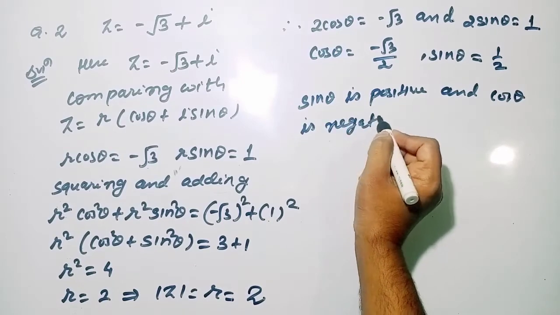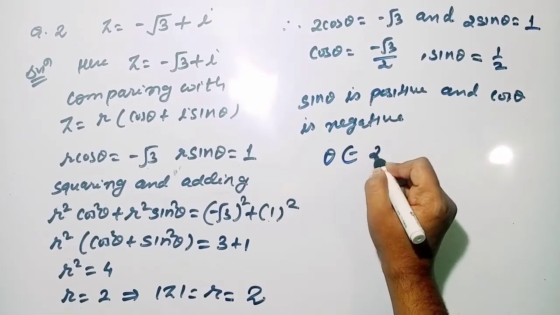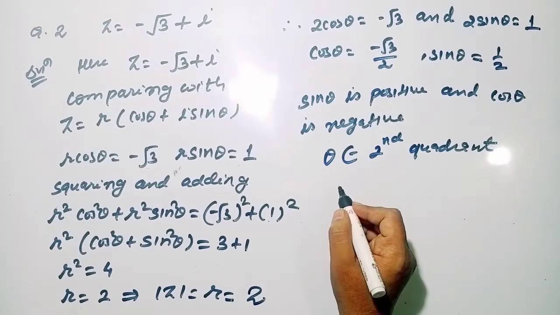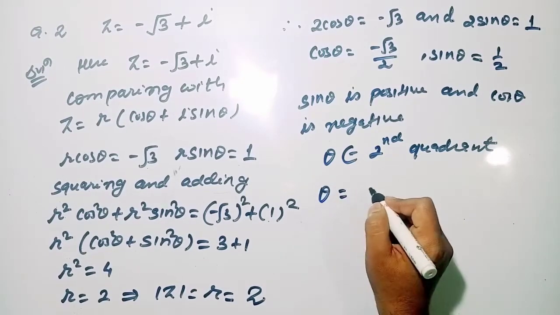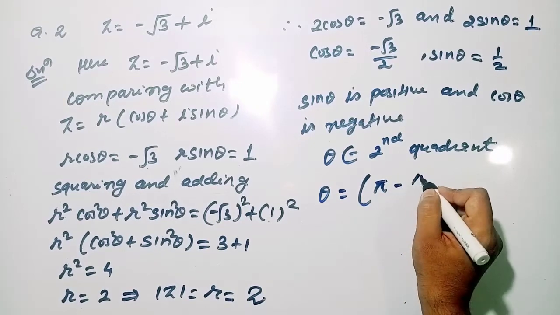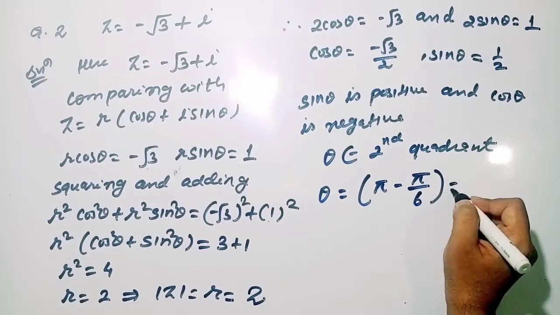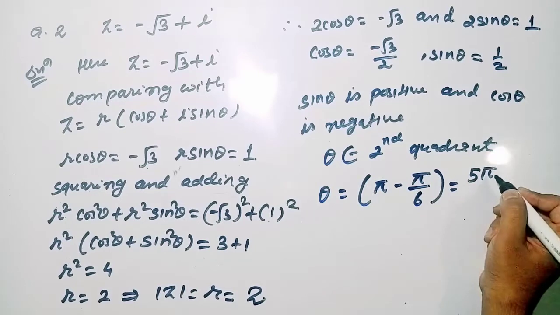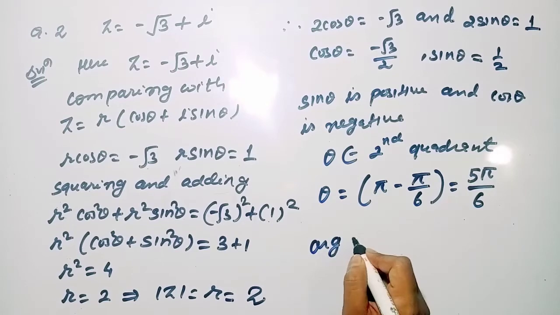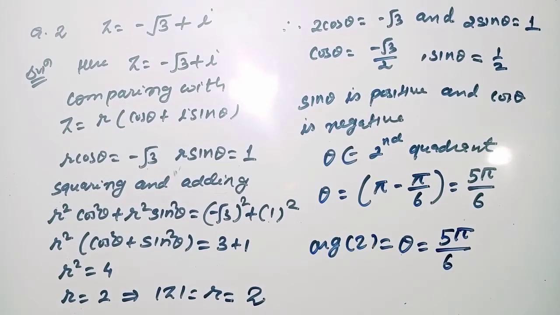Here sin theta is positive and cos theta is negative, meaning x is negative and y is positive. So it lies in which quadrant? Second quadrant. Okay student, in the second quadrant, the format of the argument is pi minus pi by 6, because cos pi by 6 is root 3 by 2 and sin pi by 6 is 1 by 2, right students? So the argument will be 5 pi by 6. So the argument of z is equal to theta, and this is 5 pi by 6.